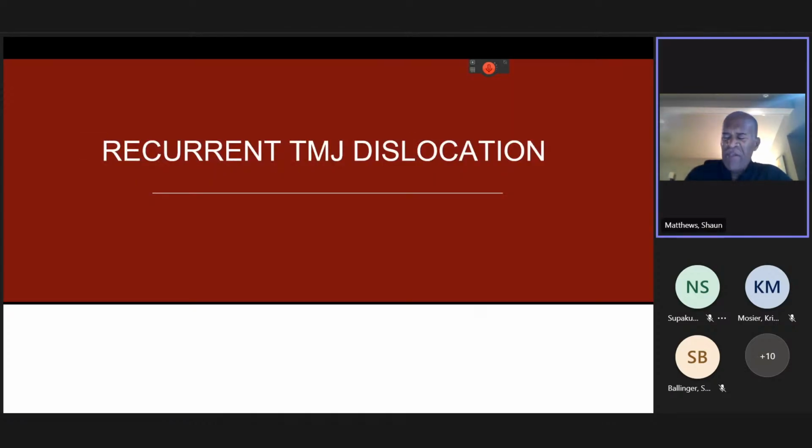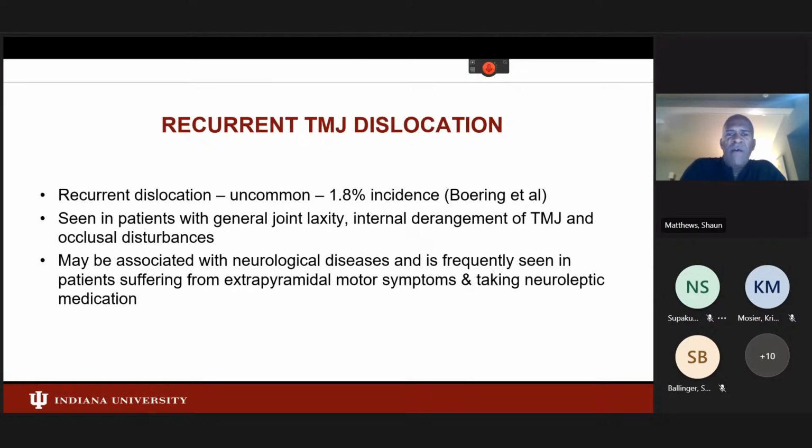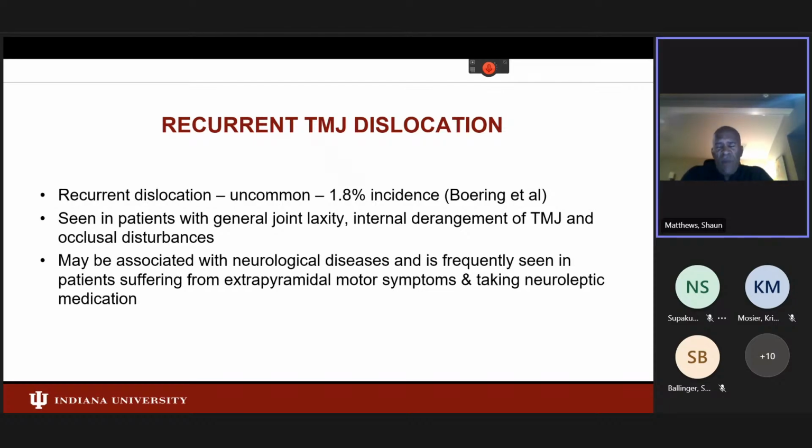And finally, let's talk about recurrent TMJ dislocation, which is very common, and certainly should be something one's aware of, especially if treating patients clinically. First of all, recurrent dislocation is thankfully fairly uncommon, although dislocation itself is not uncommon. It has an incidence of about 1.8%. And it is seen in the elderly population, especially who just have natural joint laxity. As we get older, our joints all become lax and floppy.